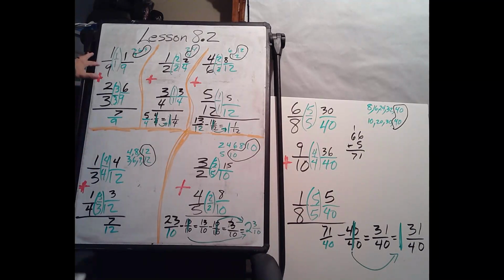Here's a 9, here's a 3. 3, 6, 9, 9. Where do they meet for the first time? They meet at 9. Time for who is it? 9 times who is 9? 9 times 1. Got a 1 on bottom, need a 1 on top.